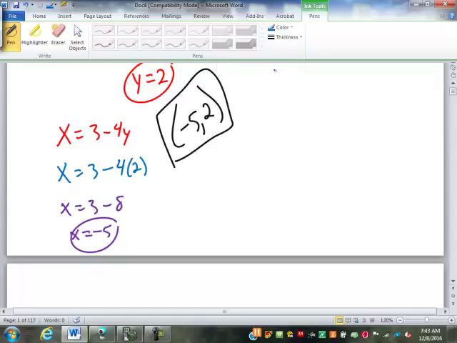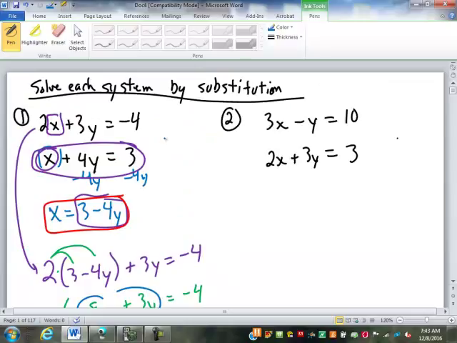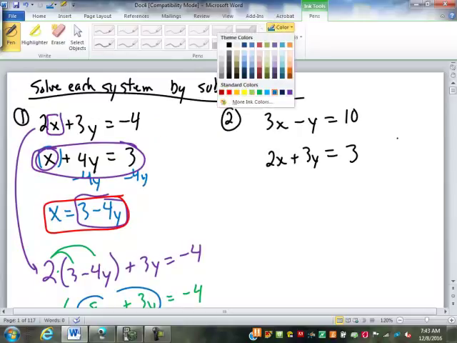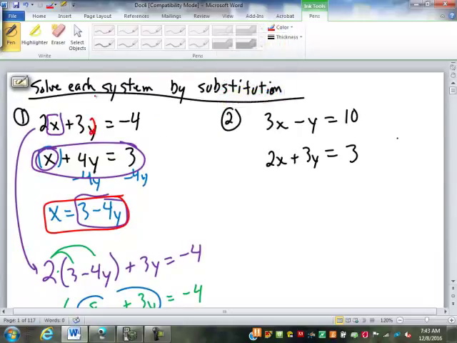See, if I put 2 into one of the regular equations, it should work too. It should still get negative 5. If you put 2 in here, that's 6. Subtract 6 is negative 10. 2x equals negative 10. X should be negative 5. Put 2 in here, that's 8. Subtract 8, it's negative 5.